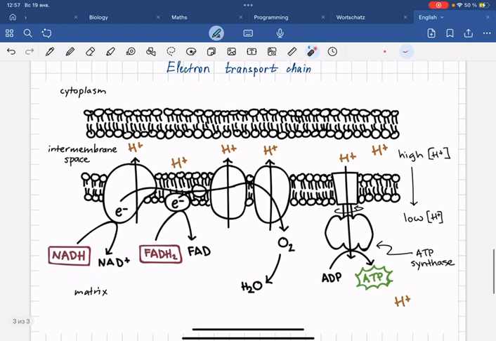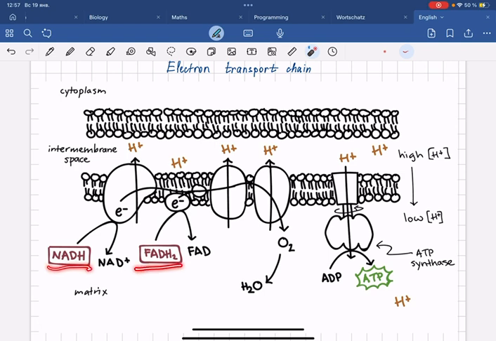So, its primary function is to transfer electrons from the molecules of NADH and FADH2 produced during earlier stages of cellular respiration like glycolysis and the citric acid cycle or Krebs cycle, to oxygen, ultimately generating a proton gradient used to produce ATP.